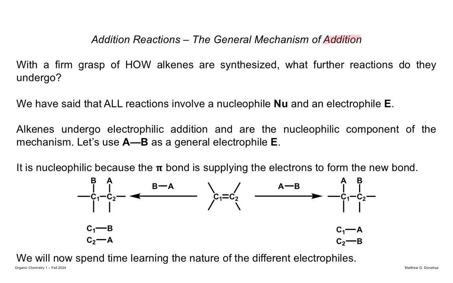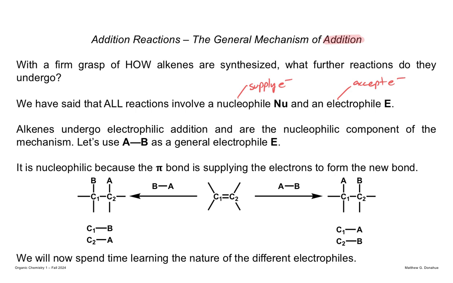Now we're going to look at doing addition. So these are all addition reactions, and it means just that you're adding elements to the pi bond. So to write it on here, nucleophiles supply electrons, electrophiles accept electrons.